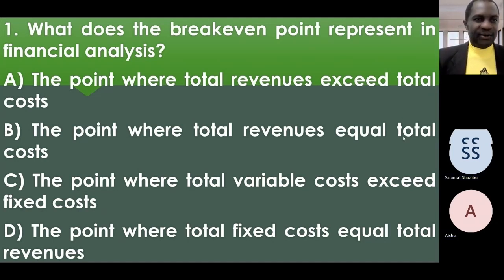All right. So number one, what does the break-even point represent in financial analysis? A, the point where total revenue exceed total cost. B, the point where total revenue equal total cost. C, the point where total variable cost exceed fixed cost. D, the point where total fixed cost equal total revenue. Okay, Salma said B. It's B, where total revenue equal total cost. Equilibrium. Yeah, B.